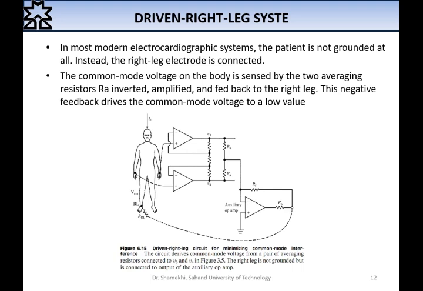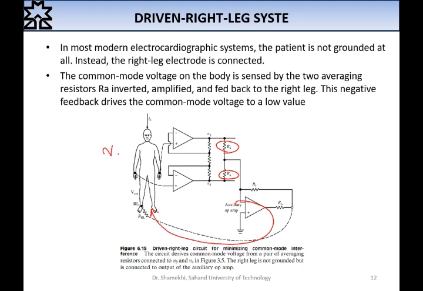This voltage can be used to remove itself. It is an interesting method. The common mode voltage on the body is sensed by the two averaging resistors RA and RA, as you can see here, and amplified and fed back to the right leg.